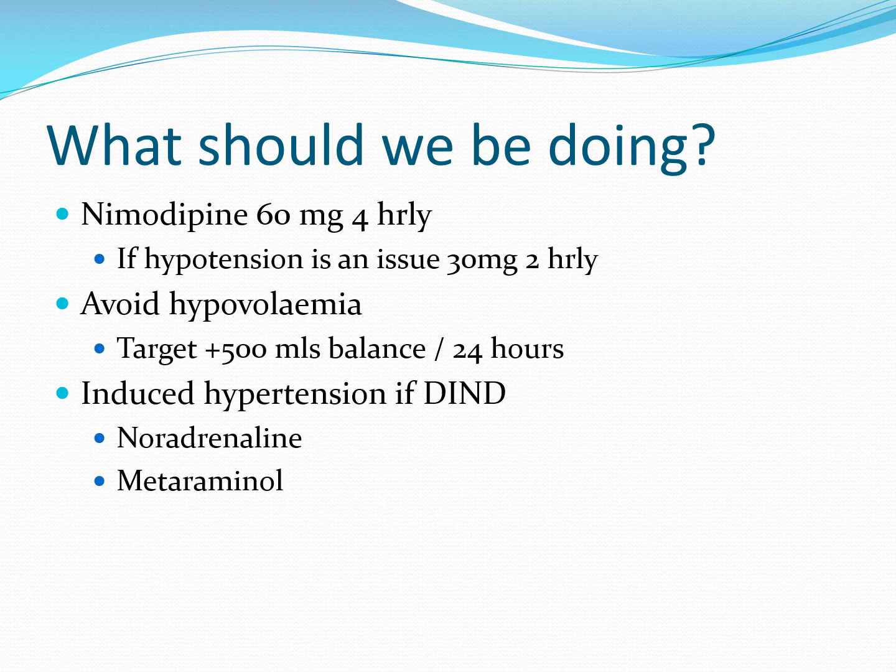We also will induce hypertension if we are seeing clinical evidence of delayed ischemic neurological deficit. So that GCS that was sitting nicely at 14, 15, if that starts dropping, we will drive blood pressure up for our patients. If we have a central line available to us, we will use noradrenaline. If we don't, we will often start with metaraminol to bridge us to placing that central line to allow us to use noradrenaline.